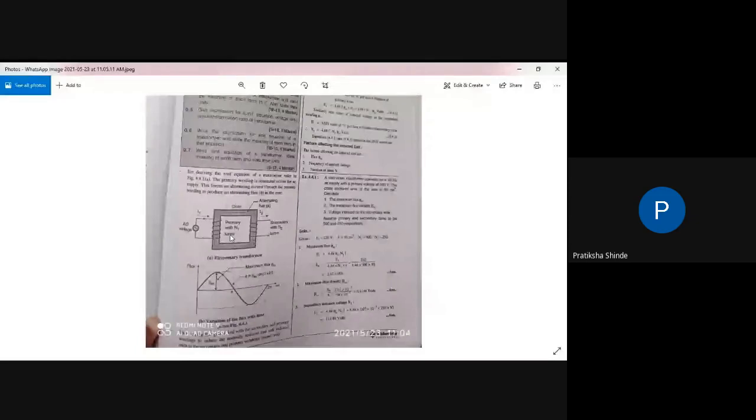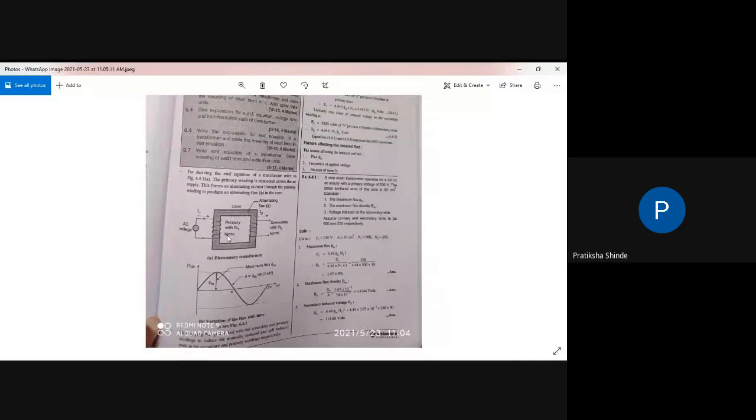As the supply is given to the primary winding, what happens? Current starts flowing through the winding, and flux gets developed in the core. Due to that flux and current, EMF is developed in the primary winding. Also, that flux travels through the core and links with the secondary winding, which induces EMF in the secondary winding. Due to that EMF, current starts flowing through the load. This is the working of your transformer.